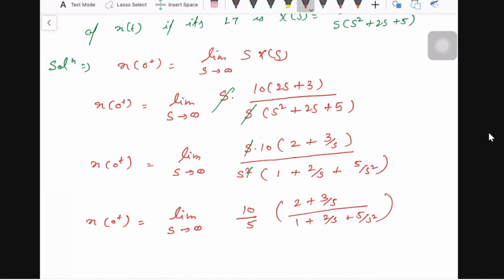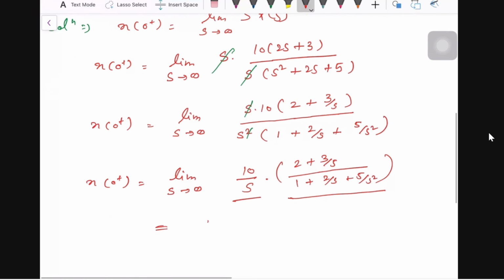Now from here, that is 10 by s, not 5. Now when you put s equal to infinity, the overall product is this 10 by s multiplying this factor. So if you put s equal to infinity, 10 by infinity, 1 upon infinity, that is 0. So the overall value is 0, because this 0 will multiply the whole function. So you will get the 0 value. So the initial value is coming 0.